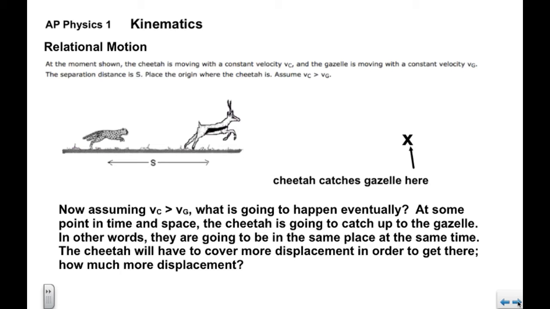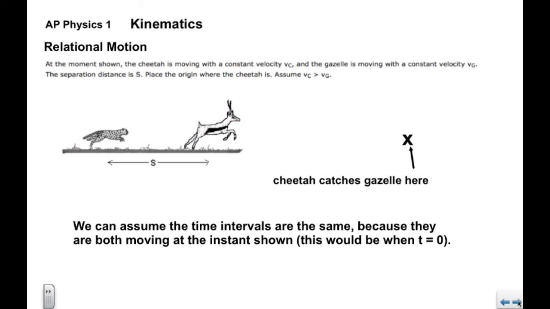When the cheetah catches up to the gazelle, they're going to be in the same place at the same time. We're going to call that position x. So when they reach that point and the cheetah catches the gazelle, they will both be at position x. Now the cheetah, looking at the problem, is going to have to cover more displacement in order to get to that point. You should be able to tell by looking at the image how much more displacement it's going to have to cover. Now we can assume that the time intervals are the same because both animals are moving at the instant shown.